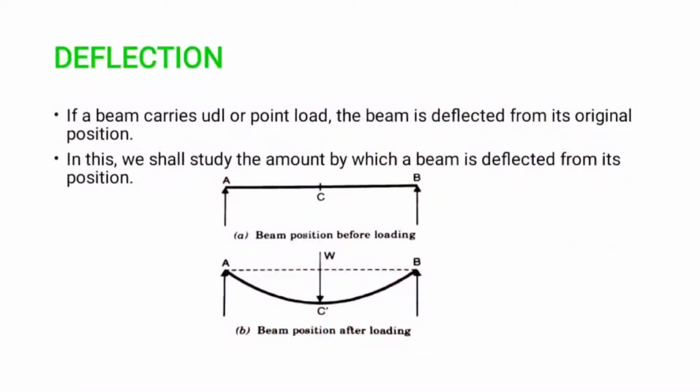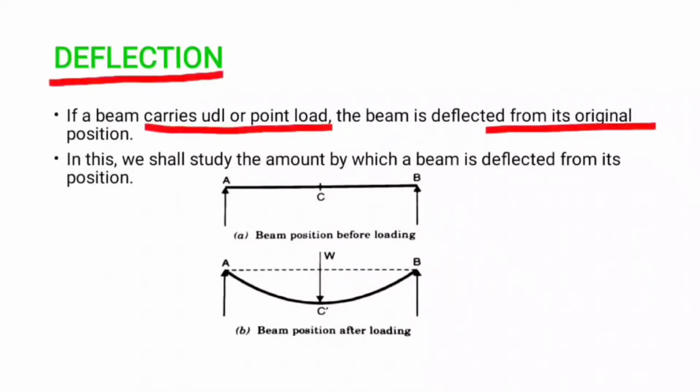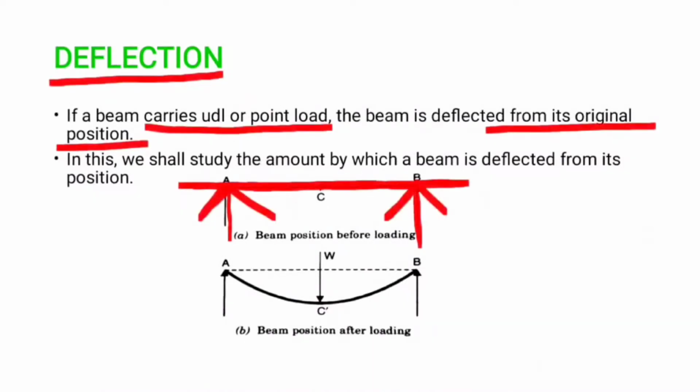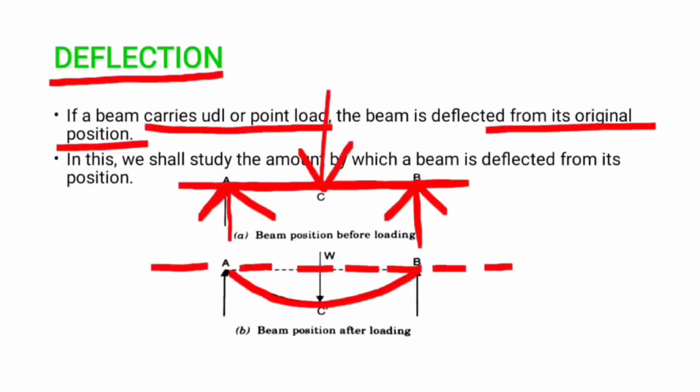First, we understand the concept of deflection. If a beam carries UDL or point load, the beam is deflected from its original position. See here, it is a simply supported beam. This is the position of the beam originally. If I apply a point load on the beam, the beam is deflected like this. This is the original position. If I apply a load, then the beam is deflected like this.